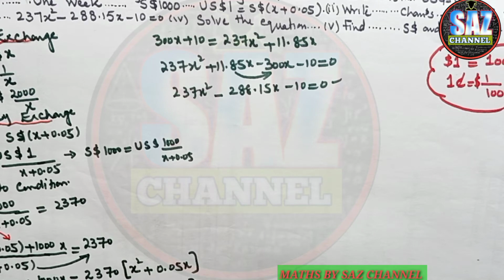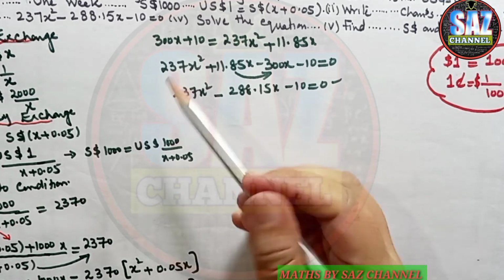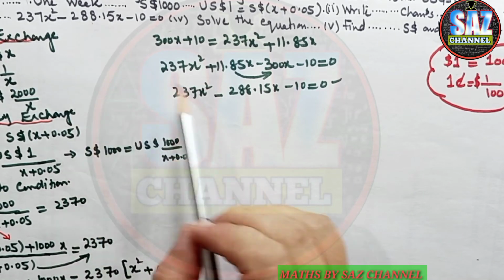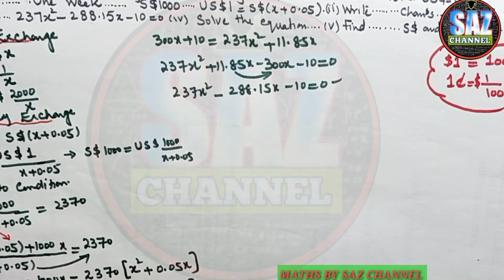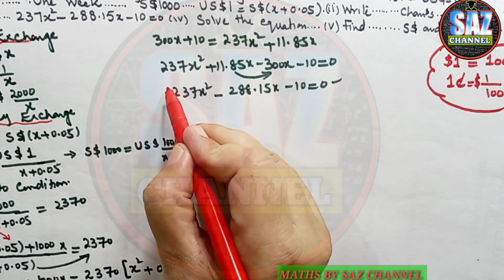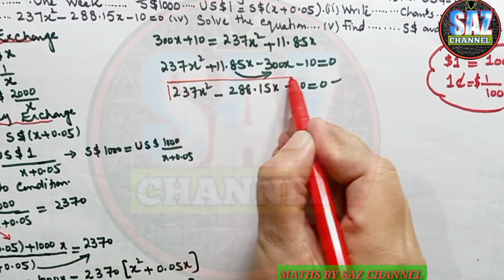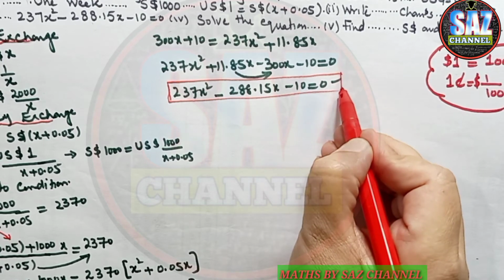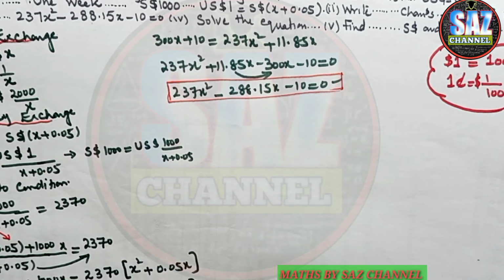And now compare this equation with the given equation. The given equation is 237x square minus 288.15x minus 10, it means our equation is correct. So block the equation. At this stage, you must compare your equation with the given equation in the question. Let's move to the next part of the question.